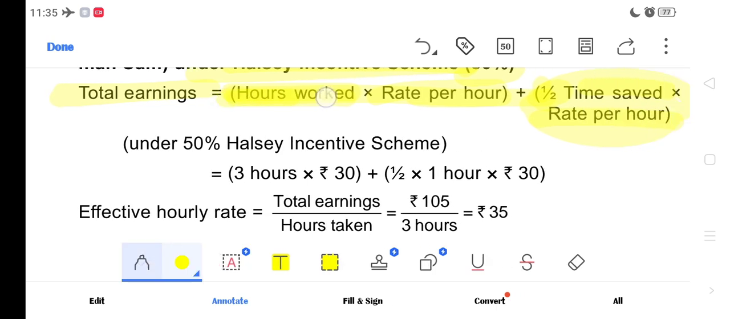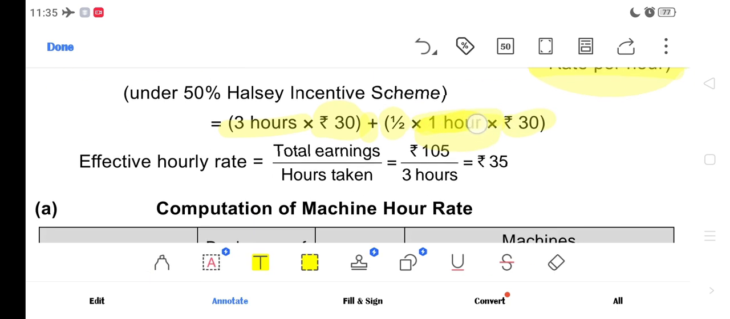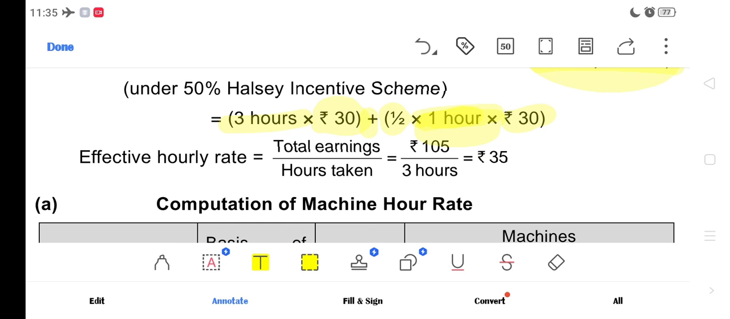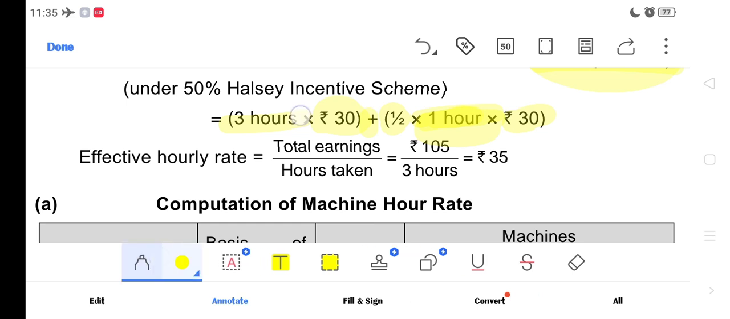What are his total earnings? First, hours worked into rate per hour: 3 hours he has worked, rate per hour is 30. Now plus half of the time saved. What is time saved? 4 hours time was given, and he completed in 3 hours, so time saved is 1 hour, and rate per hour. Now total earnings: this comes to 90 and this comes to 15. 90 plus 15 is 105. So total earnings are 105.